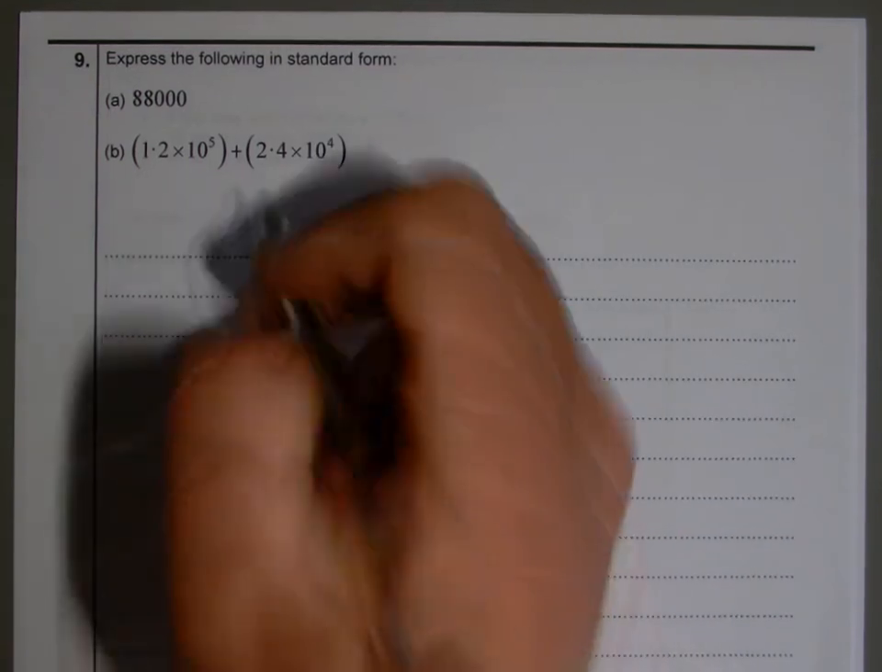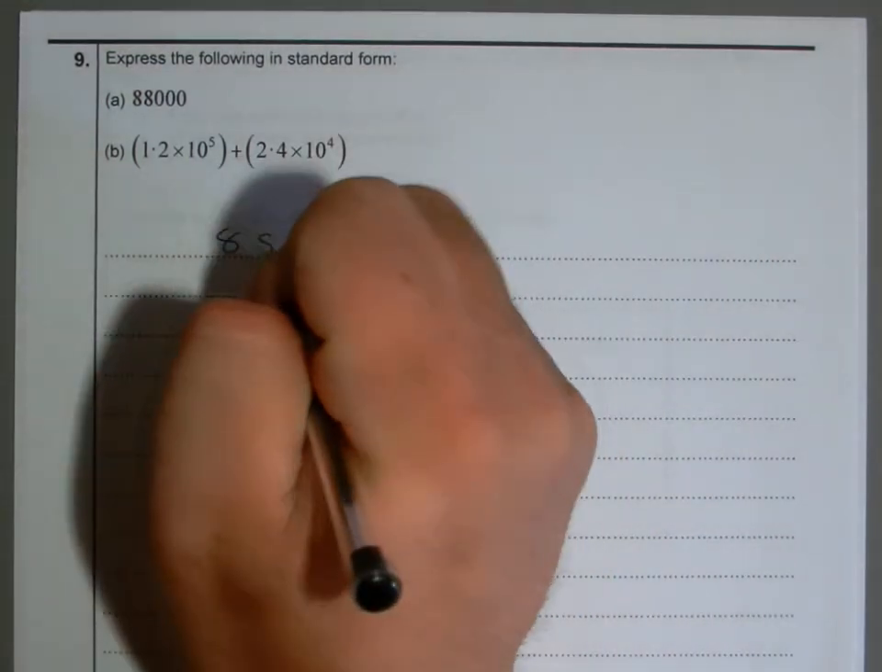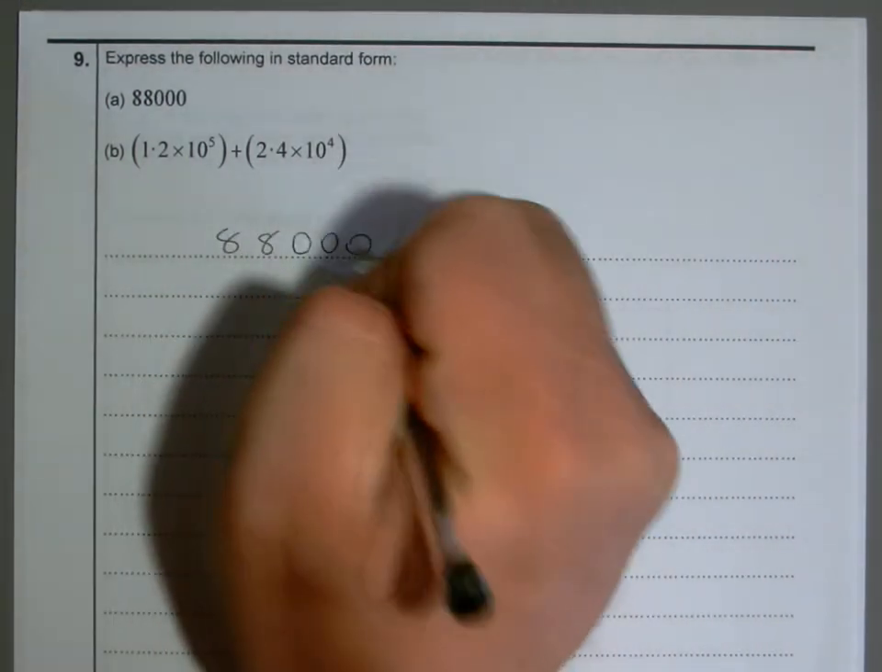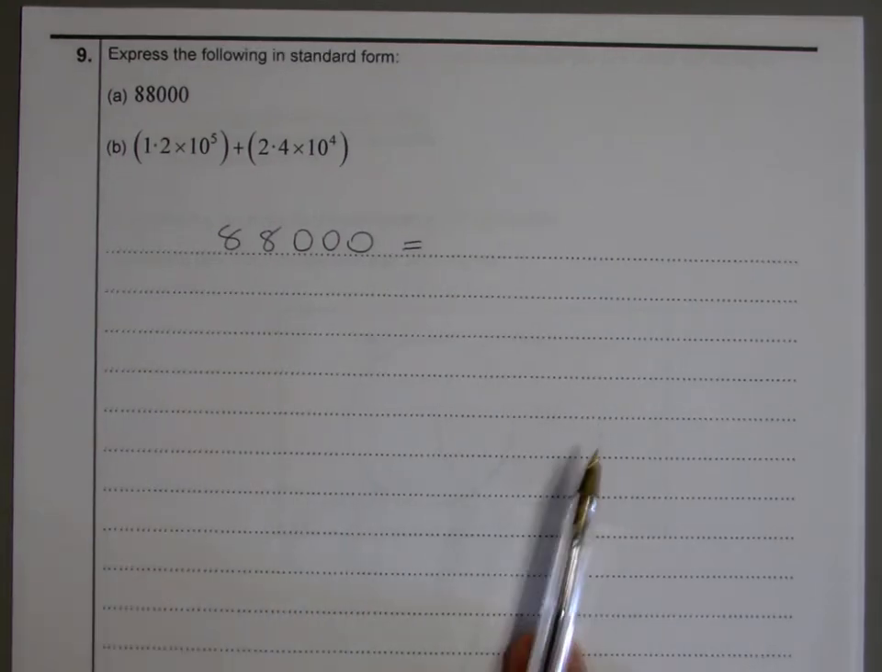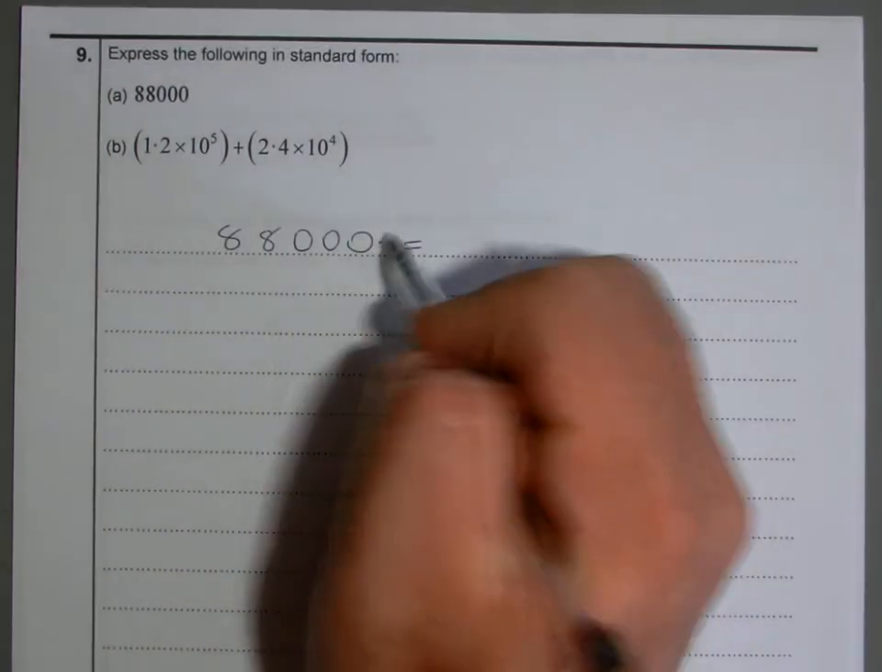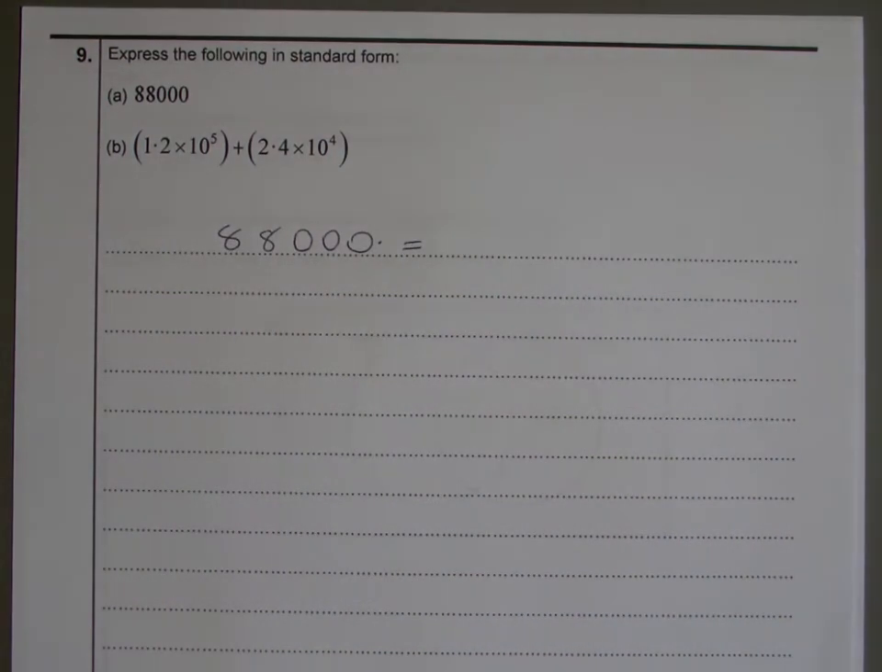Okay, so in A here, 88,000. Now for standard form, remember, we need to have a number between 1 and 10. So you've got to place the decimal point to make this work. At the moment the decimal point is here, of course, because that's the whole number, 88,000. So where do I put my decimal point?